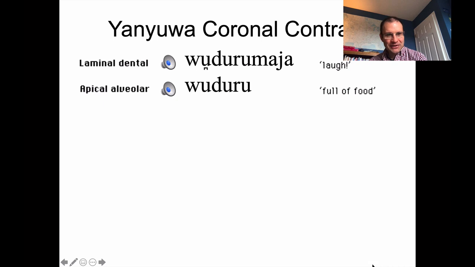Here are some examples of this contrast in a language called Yanyuwa, which is spoken in Australia, or at least when I got these samples, it was still spoken in Australia. A lot of these languages are unfortunately endangered, if not gone already. But this is a contrast between a laminal dental and an apical alveolar.